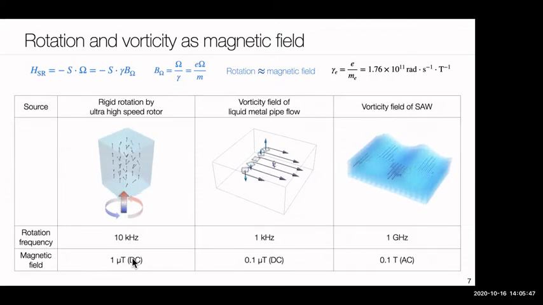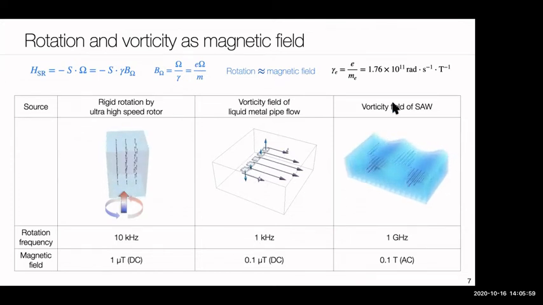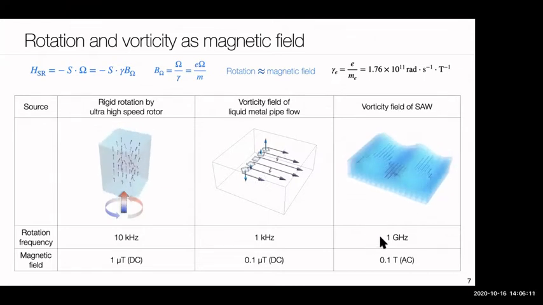Okay, and in the case of the vorticity field created in the liquid metal pipe flow, the rotation frequency is about 1 kilohertz. And also, we can use the vorticity field created by using the surface acoustic wave. In this case, we can use the several gigahertz region. But this magnetic field is an AC magnetic field.